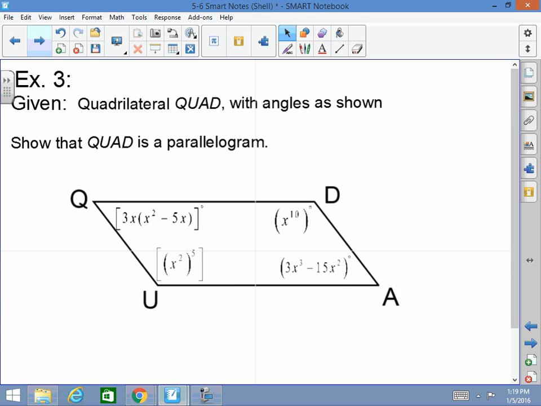All right, here, quadrilateral quad with angles as shown. That's given. Show that quad is a parallelogram. What? Huh? What do I do here? I don't even get it. What do I got, bro?